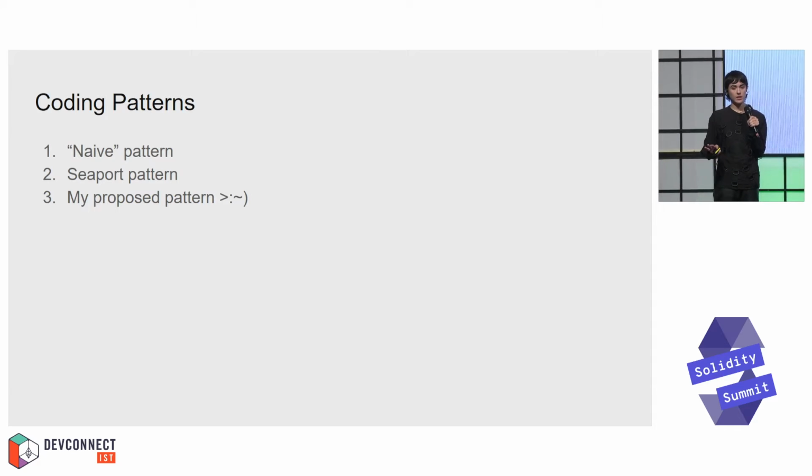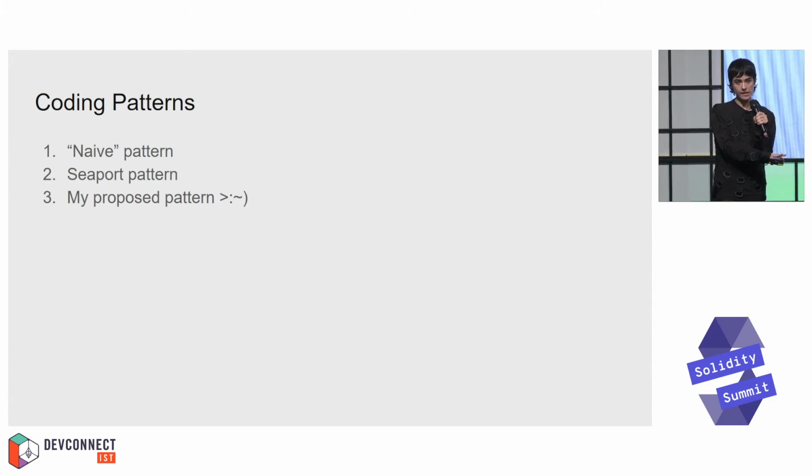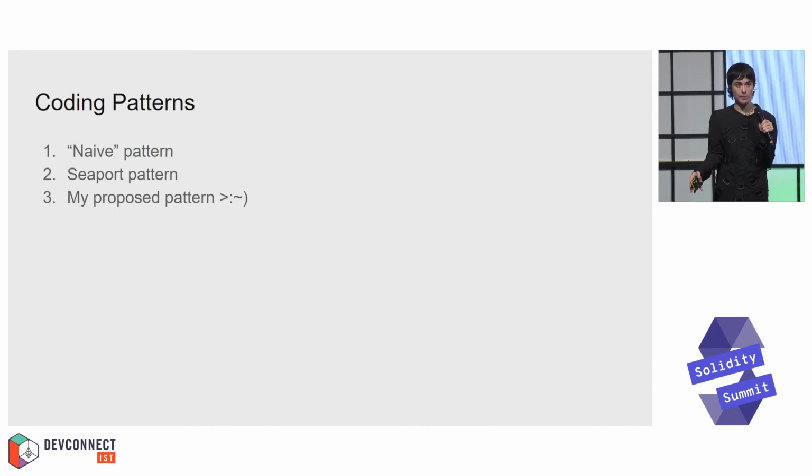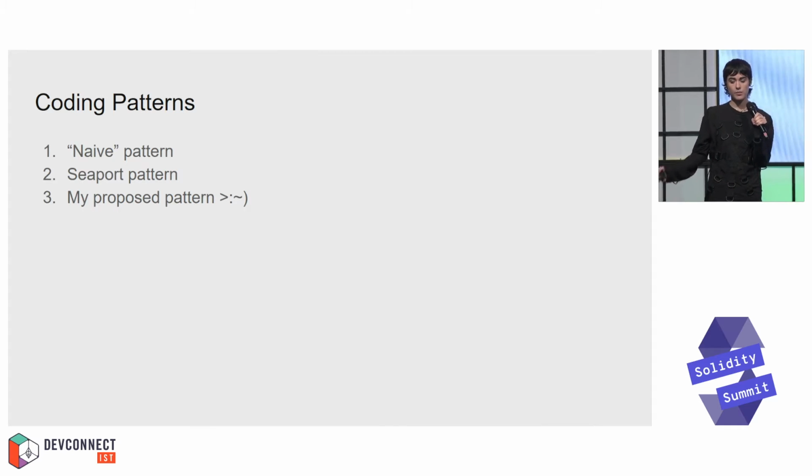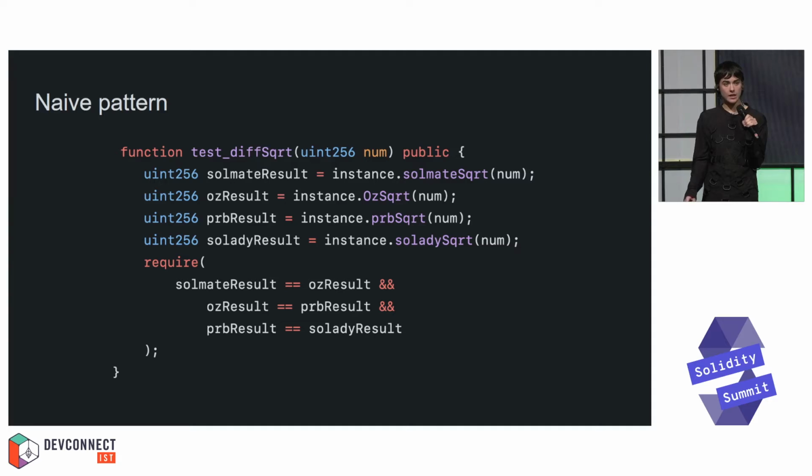So, having talked about what differential testing is and why we might want to use it for EVM applications, we're going to go through a couple of coding patterns. The first is what I would call the naive pattern. I think that if most people thought about differential testing on my definition slide, they would probably expect it to look something like this. So we have a single entry point test function, and within that test function, you're basically calling into each implementation, into each reference, collecting the outputs and asserting equality between the outputs.